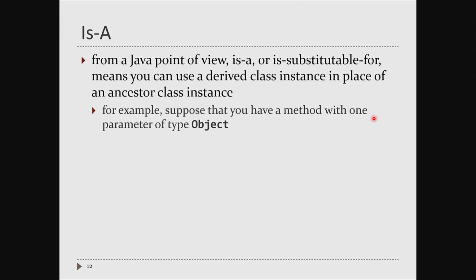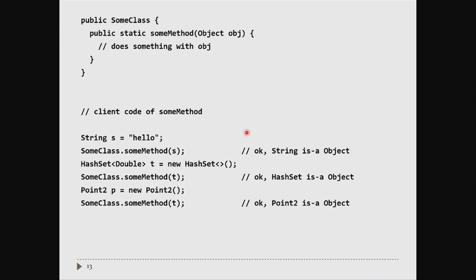From a Java point of view, is-a, or is substitutable for, means that you can use a derived class instance. You can use a subclass in place of any of its ancestors, not just the direct superclass, but any of the classes that it's related to via inheritance. So if you write a method and it takes in a big O object, you can pass in any reference to that method.